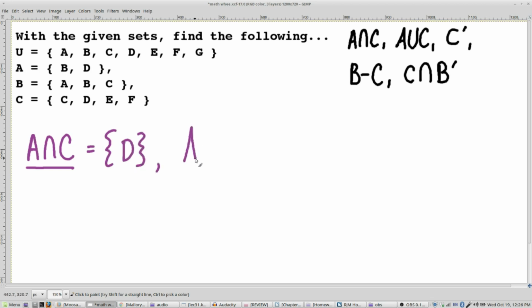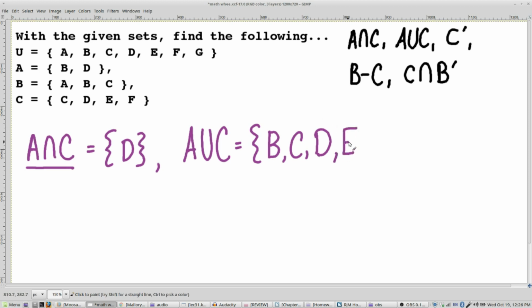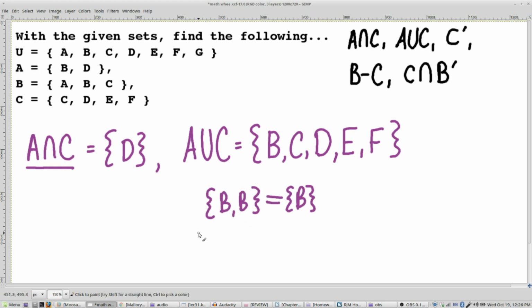Okay, what about A union C? This will be equal to both of their elements. So we have B, we have C, we have D in both of them, but there's no reason, if we have two D's, it's the same as just having one D. We don't need to rewrite it. E and F. So that's that set. As a quick note, if we have B, B as a set, and then we have B as a set by itself, these are equal. Just having duplicates doesn't matter. Some sets might have duplicates, and it's just the same as having it that one time.